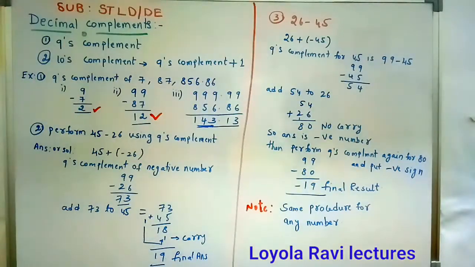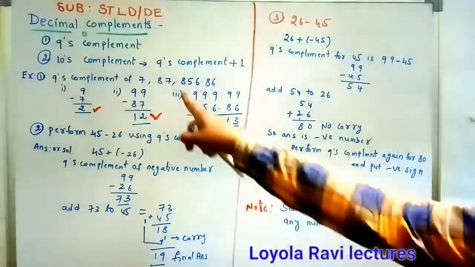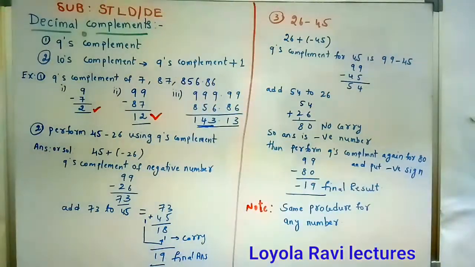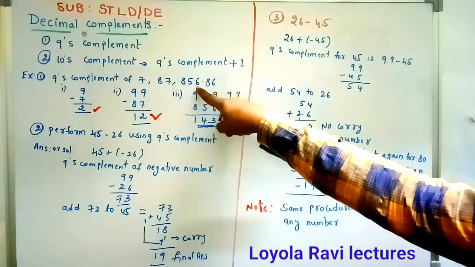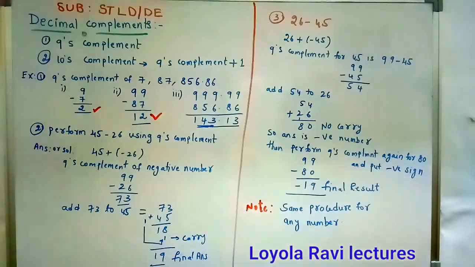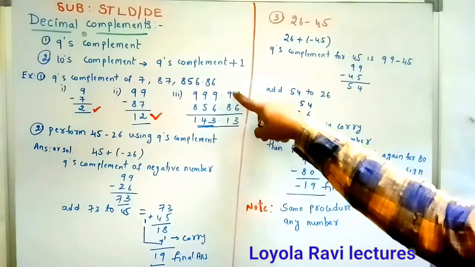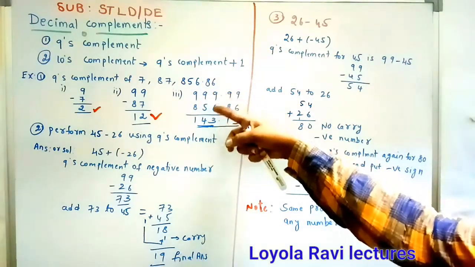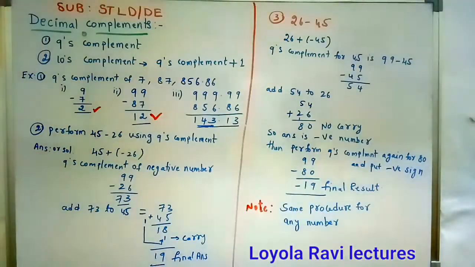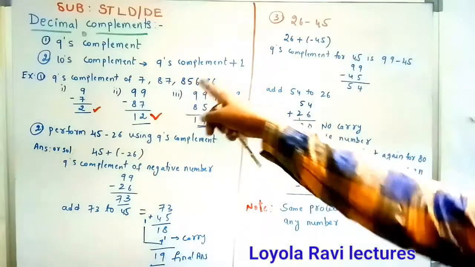Let us take another example, that is 856.86. Maybe you have one doubt: what about the integer and fractional part? 856 is the integer and 0.86 is the fractional part. For this also the same procedure, we subtract each digit from 9. So 9 minus 8 is 1, 9 minus 5 is 4, 9 minus 6 is 3, point, 9 minus 8 is 1, 9 minus 6 is 3. 143.13 is the nines complement for 856.86.